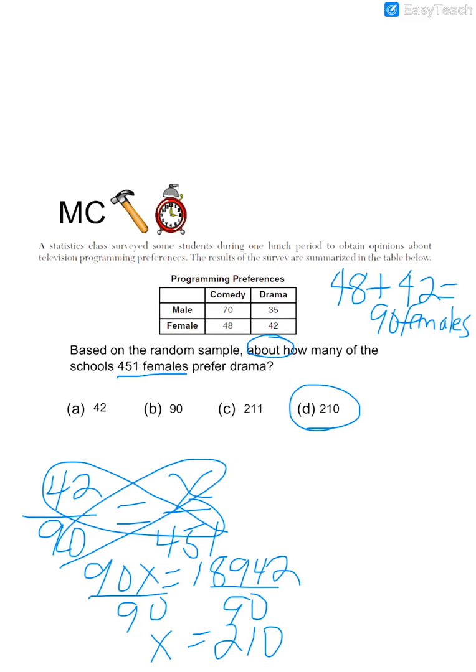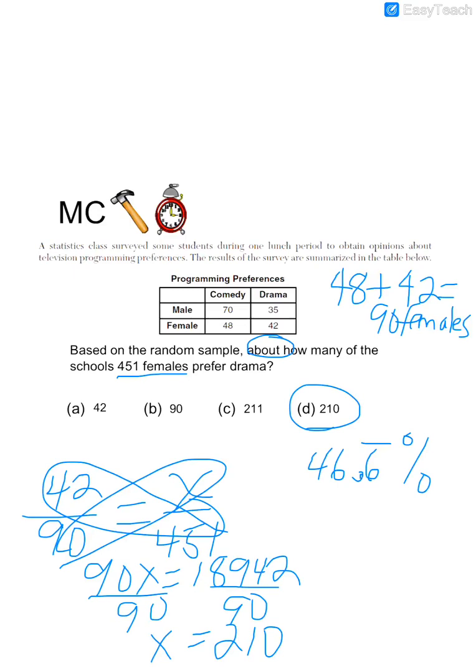So if I did this with just using the percent the other way, I would do 42 divided by 90. And I would get 46.6 with a bar percent. And I just take that number and I times it by 451. And I would get the same answer of 210.46666 repeating. So it's about 210.